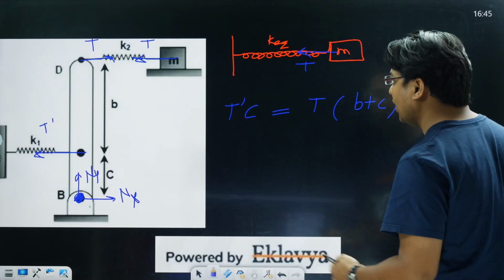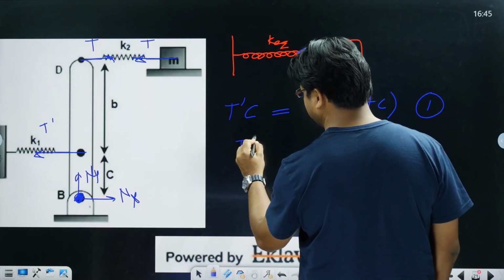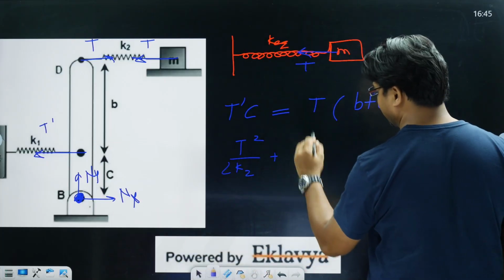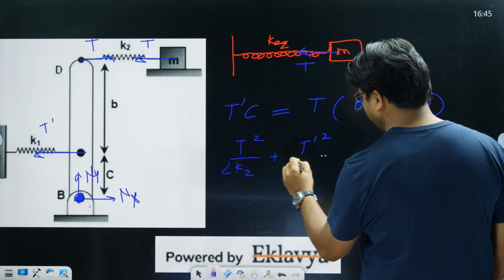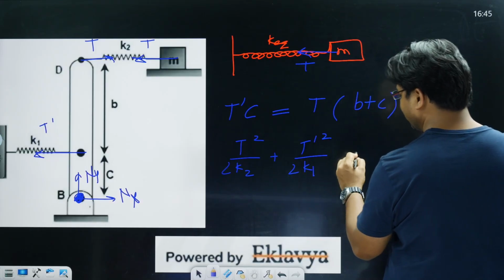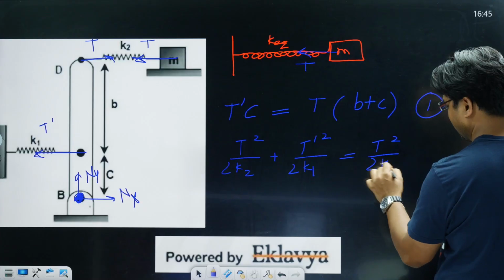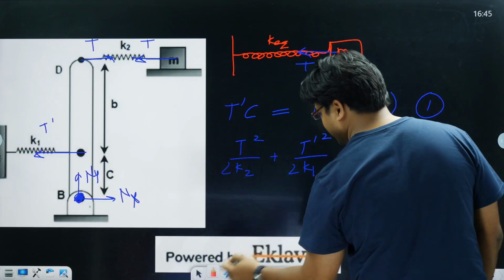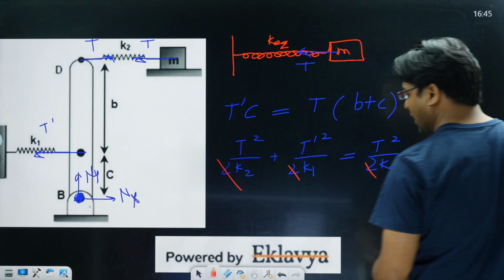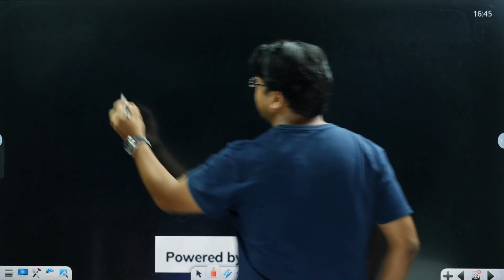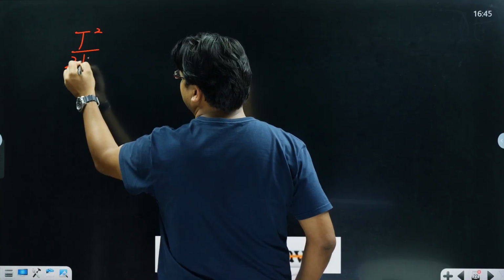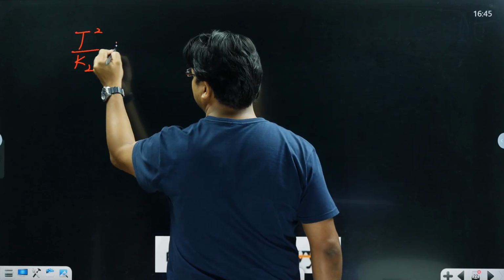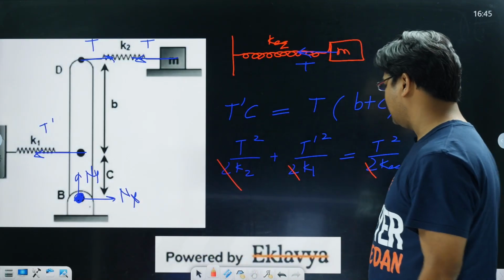We can write T prime in terms of T when needed. Now the energy stored in this spring would be written as T square by 2K2, plus the energy stored in that spring, which will be T prime square by 2K1, and that should be equal to T square by 2K equivalent. Now T prime can be replaced from here. So we'll do the math. The 2 will be gone, and we will be left with T square by K2 plus T prime square by K1.